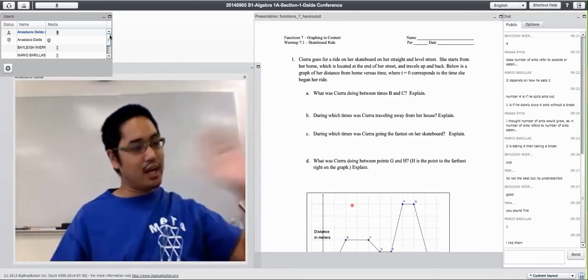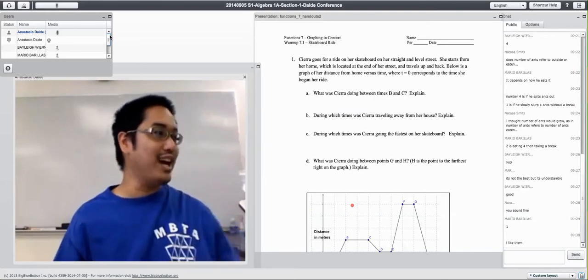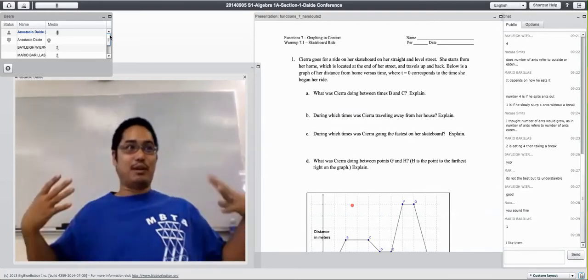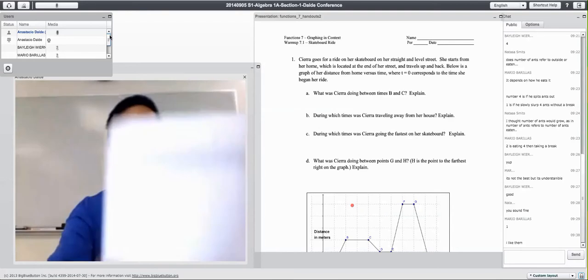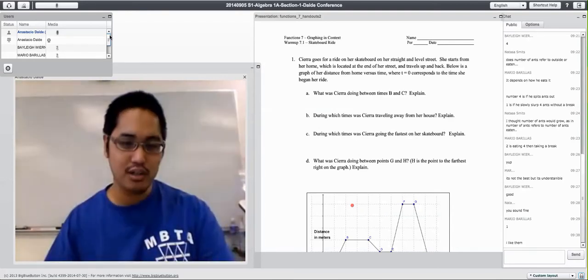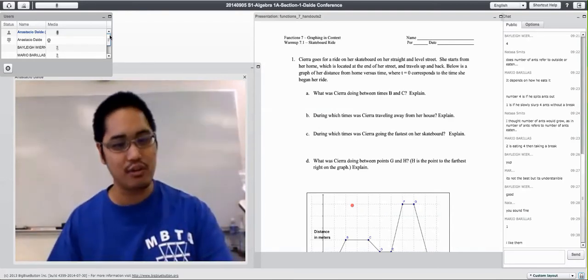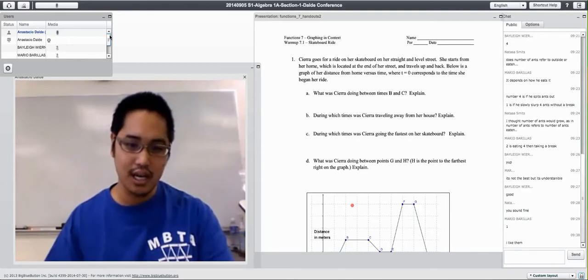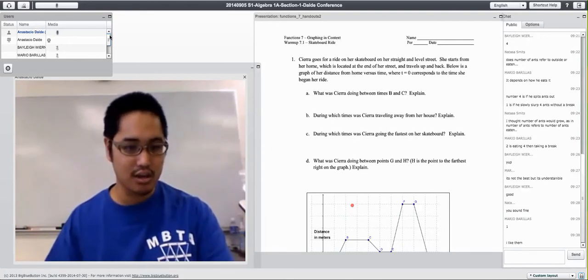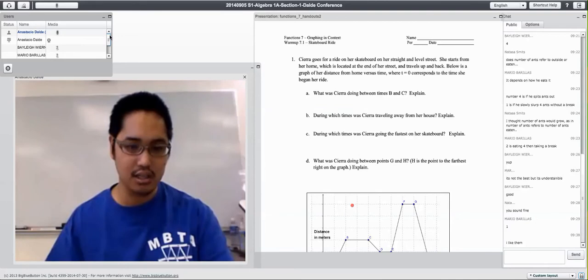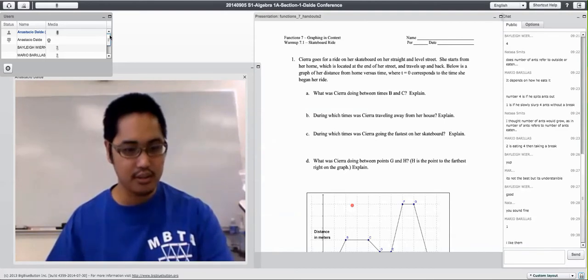Why don't we read the problem and then we'll have him come in here and act it out. Alright, let's try to figure it out. Jordan goes for a ride on a skateboard in a straight and level street. He starts from his house, located at the end of the street, and travels up and back. Below is the graph of his distance versus time. What is Jordan doing from B to C? Explain.